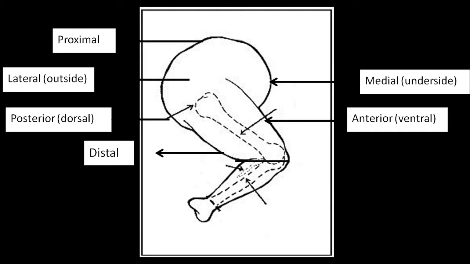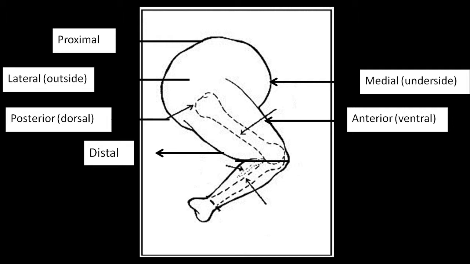You should be familiar with the following terms when doing the dissection of the chicken. The proximal side of the chicken is the side closest to where the head would be. Lateral is the side furthest from the outside of the body. Posterior or dorsal is the back end of the chicken. Medial is the underside of the chicken. Anterior or ventral would be the front of the chicken.